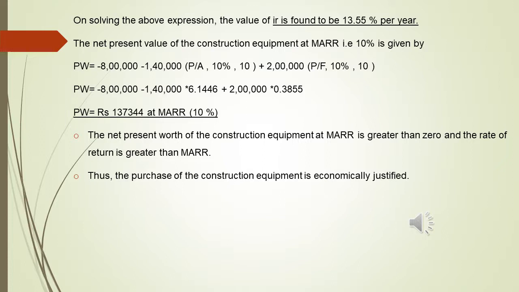Now the same problem I am going to do in the second method, that is the annual worth method. Everything is the same except that the equation you form is different. You have to refer to it. P by A will become A by P, and where P by F is there, you have to replace it by A by F and solve the problem in the same way. Let's see the second type, using the annual worth method.